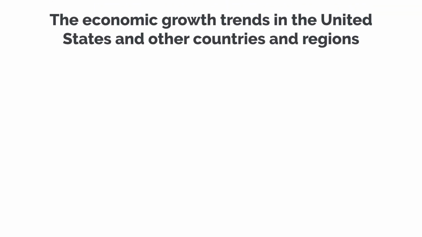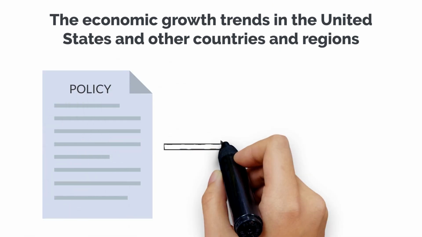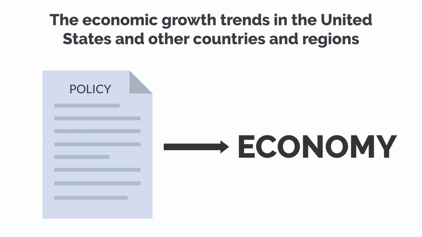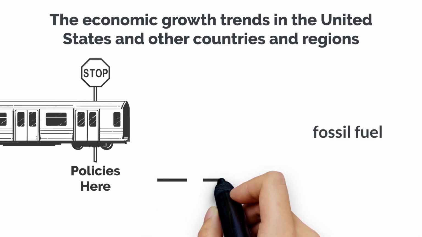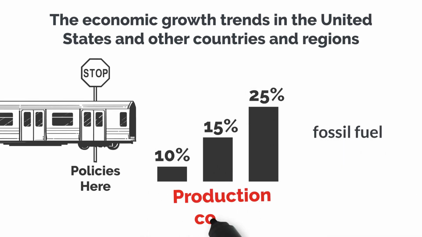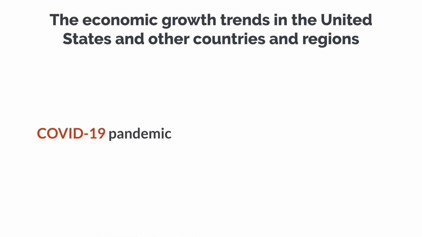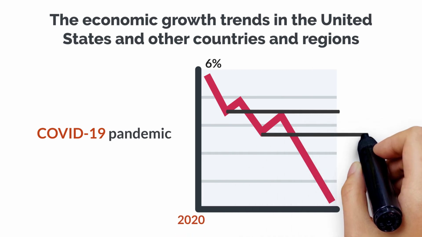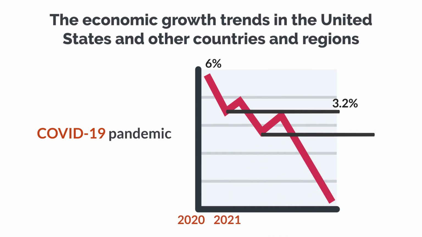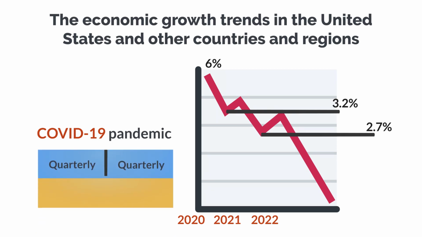The economic growth trends in the United States and other countries and regions. Policy matters because policy impacts the economy in ways that are far-reaching. Increased regulations slow growth. Government targeting of industries such as fossil fuels increases the cost to produce and deliver goods and services. Outside of the COVID-19 pandemic lockdown, the growth rate in 2020 was 6%. 1 year later, the 2021 growth rate fell to 3.2% in 2022 and 2.7% in 2023. The government reported 2 consecutive quarters of negative growth. That is the definition of inflation.